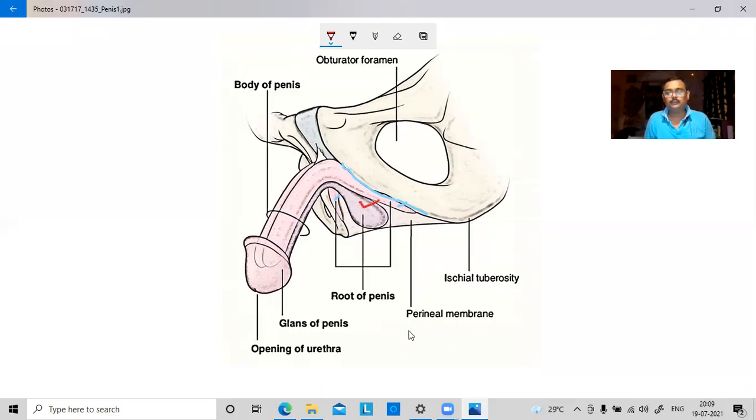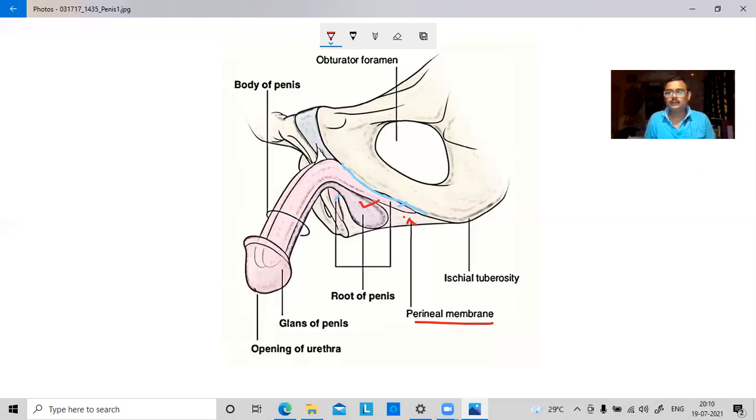Now, the bulb of the penis, you can see that it is attached on the perineal membrane. Here, it is attached on the perineal membrane, and this is forming the root of the penis. And the rest of the component is there. Now, the crus penis continues as the corpora cavernosa, and the bulb of the penis continues as the corpus spongiosum.